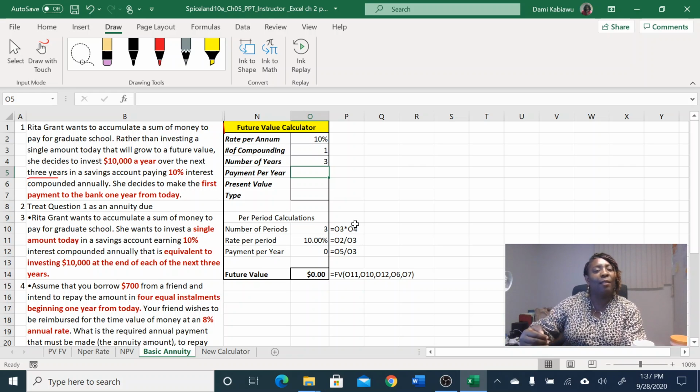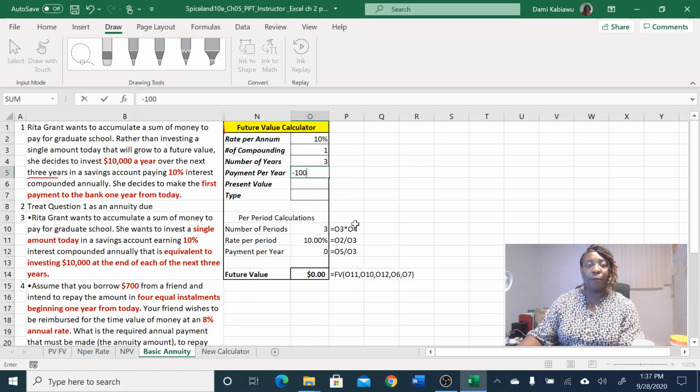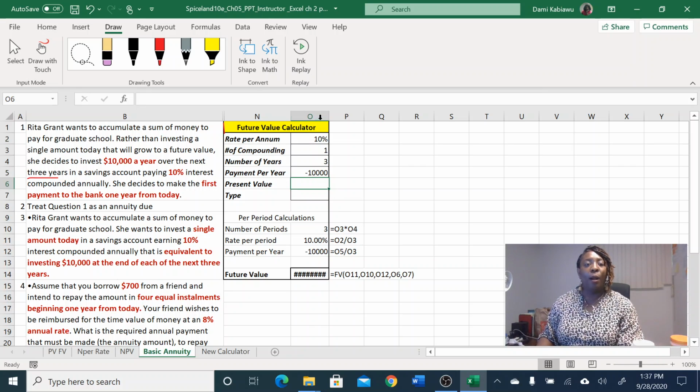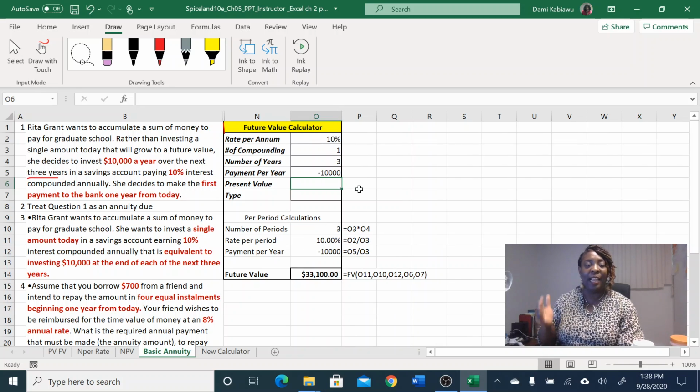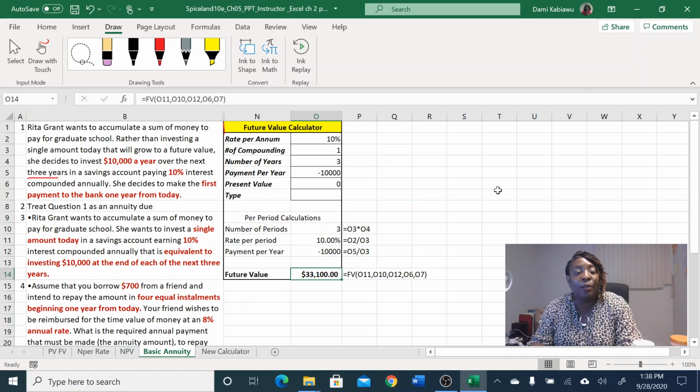So I'm going to treat that investment as if it was an outflow. She puts away $10,000, $10,000, $10,000, and then she gets a lump sum amount at the end of 3 years with all the interest she's earned in the interim. So we're going to put that in as an outflow. There is no present value because right now today in the account she has $0. So what is the future value? It's 33,100 using the future value calculator.